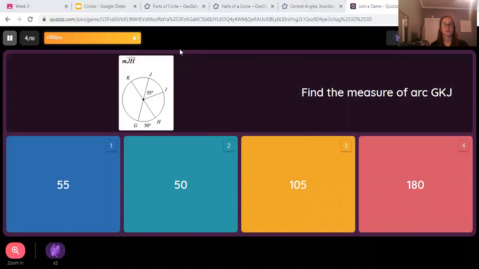Now, for this one, it says find the measure of arc GKJ. And this is from here all the way around. So draw on that part that it's asking you to find. And what I noticed is that it is the arc for this diameter, which makes it a semicircle, which means that it's just what we were talking about earlier. It's 360 divided by 2, which is just 180. Just half of the circle.